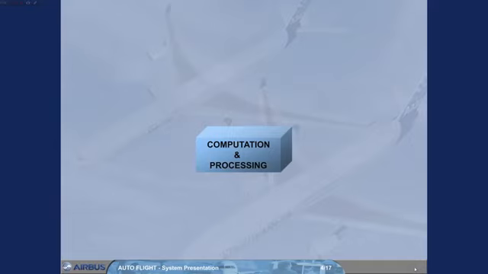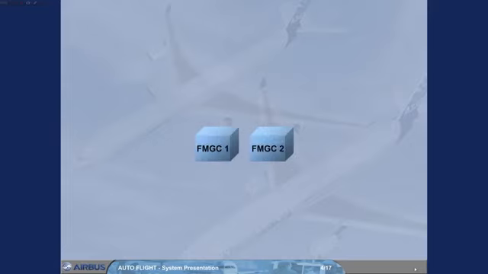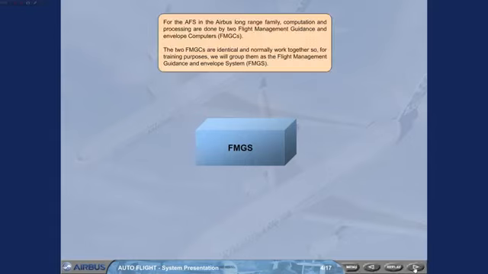For the Autoflight system, in the Airbus long-range family, computation and processing are done by two flight management guidance and envelope computers, FMGCs. The two FMGCs are identical and normally work together, so, for training purposes, we will group them as the flight management guidance and envelope system, FMGS.